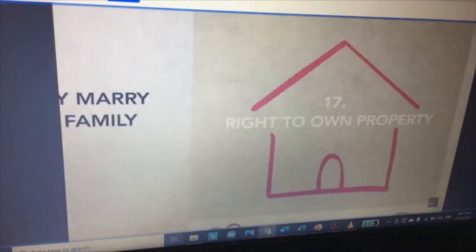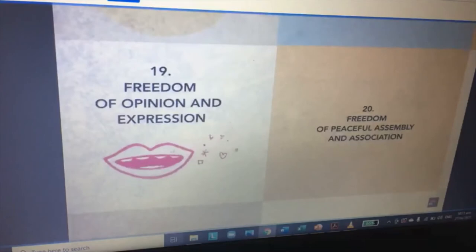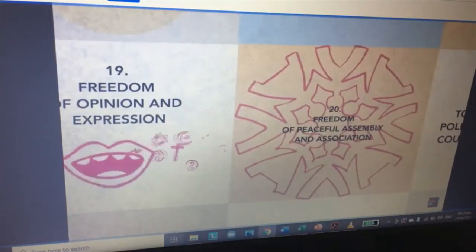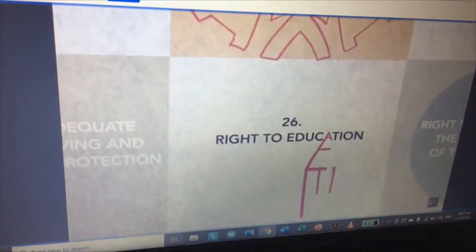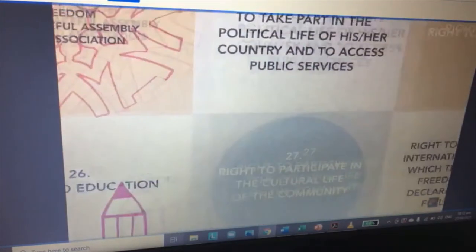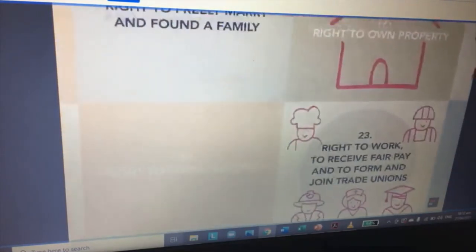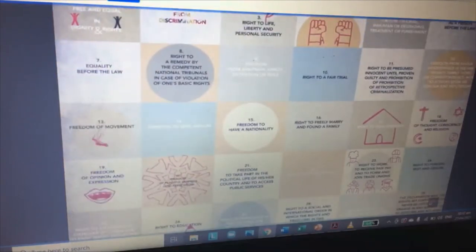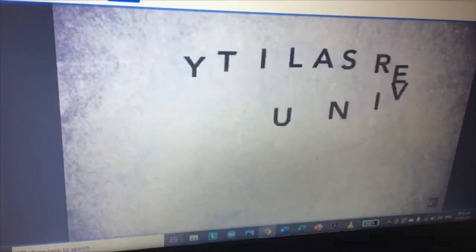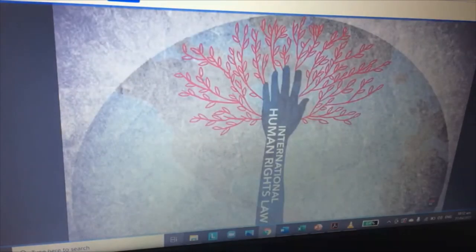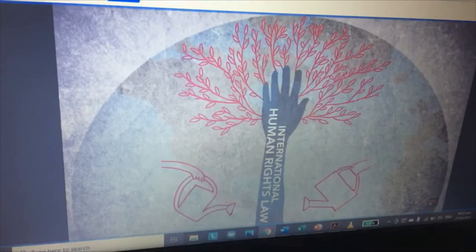It encompasses basic civil and political rights, such as freedom of expression, religion, or peaceful assembly, as well as social, economic, and cultural rights, such as the right to education and the right to freely choose one's occupation and be paid and treated fairly. The Declaration takes no sides as to which rights are more important, insisting on their universality, indivisibility, and interdependence. And in the past decades, international human rights law has grown, deepening and expanding our understanding of what human rights are and how to better protect them.